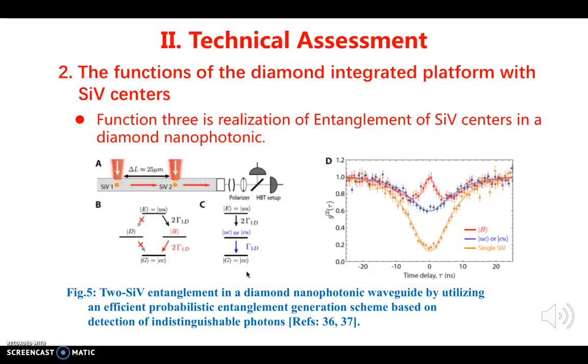Function 3 is the realization of entanglement of silicon vacancy centers in a diamond nanophotonic waveguide by utilizing an efficient probabilistic entanglement generation scheme based on detection of indistinguishable photons. Figure 5d gives a comparison of the second-order correlation function between a single silicon vacancy, the generated state, and the entangled state. The red line means generating two photons at the same time through the entangled state here.